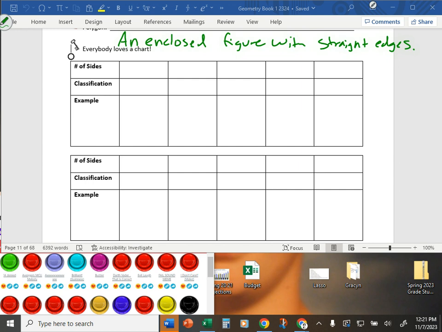It is impossible to have a polygon with just two sides because it is impossible to enclose a figure with two straight edges. You need at least a third to enclose it, right? And you can't go like this because that's not a straight edge. So the fewest number of sides a polygon can possibly have is 3. And what do we call a three-sided figure? It's a triangle.